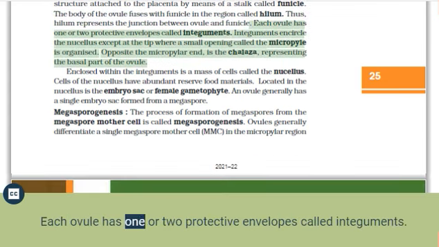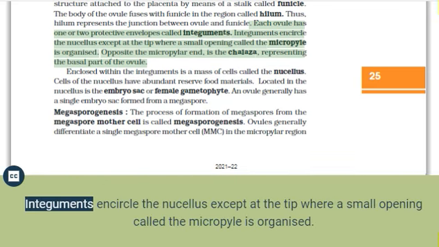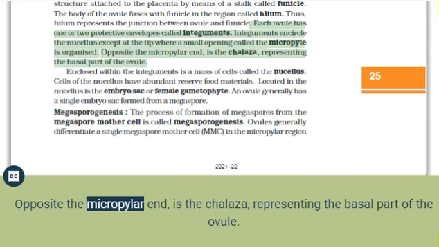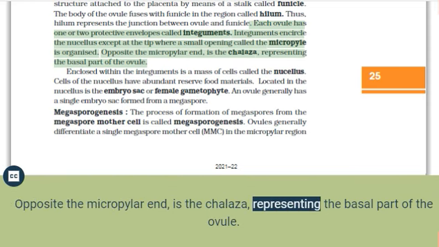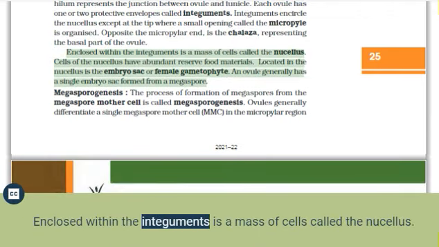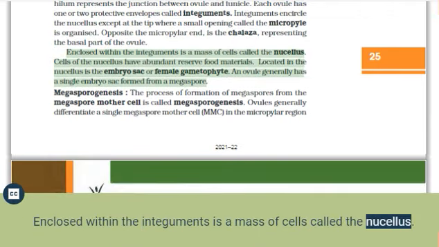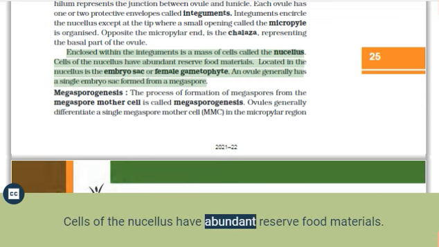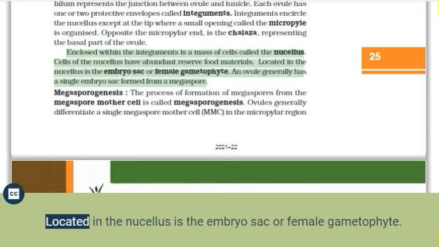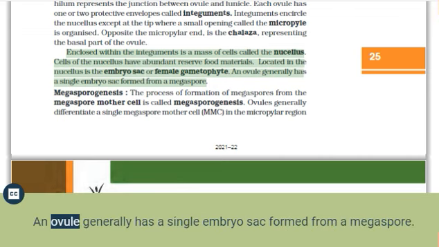Each ovule has one or two protective envelopes called integuments. Integuments encircle the nucellus except at the tip where a small opening called the micropyle is organized. Opposite the micropylar end is the chalaza, representing the basal part of the ovule. Enclosed within the integuments is a mass of cells called the nucellus. Cells of the nucellus have abundant reserve food materials. Located in the nucellus is the embryo sac or female gametophyte. An ovule generally has a single embryo sac formed from a megaspore.